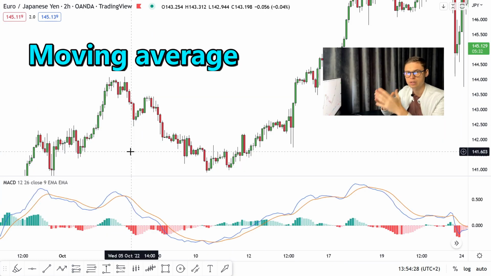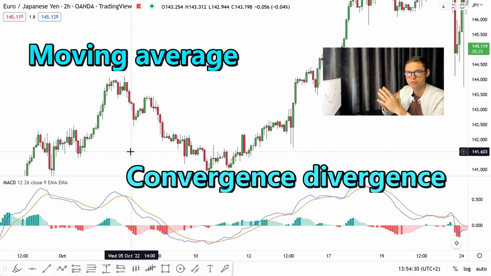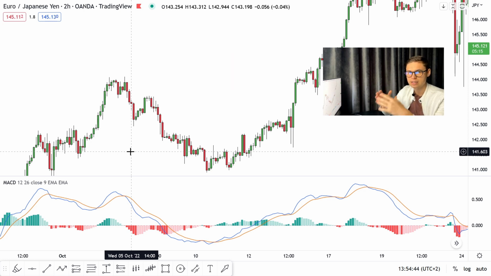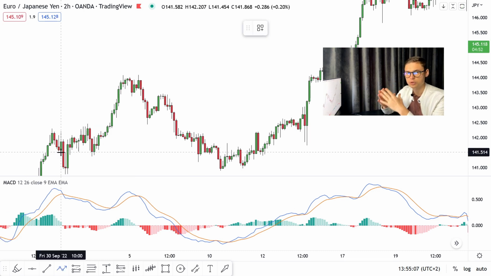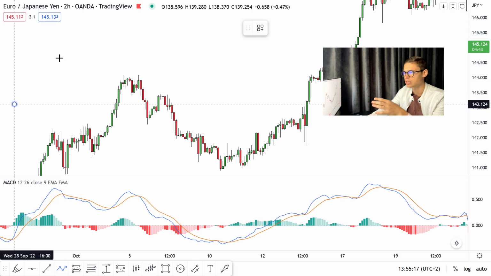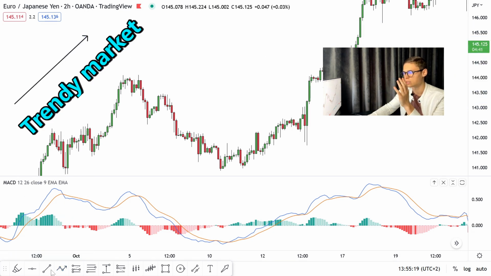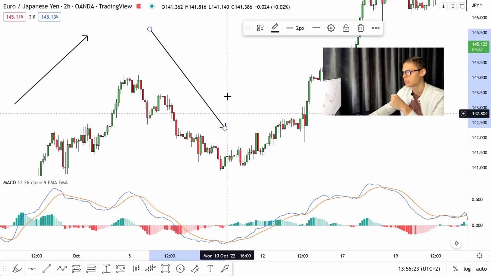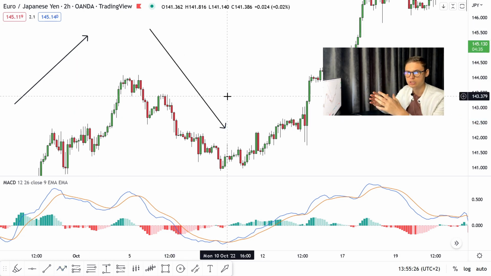My second pick is moving average convergence divergence, or in short, the MACD indicator. MACD is an indicator used to find the perfect entries. The first thing that you need to understand before using MACD is that, opposite of Bollinger Bands, this particular indicator should be used in trendy markets like this, when the price is going upwards in a bullish trend or is going downwards. So basically it is a trendy market and it has a clear direction.